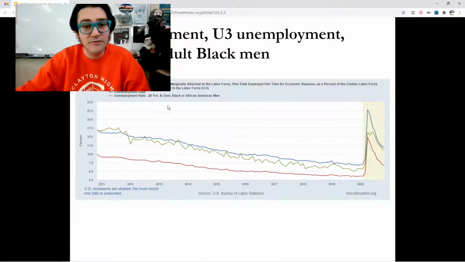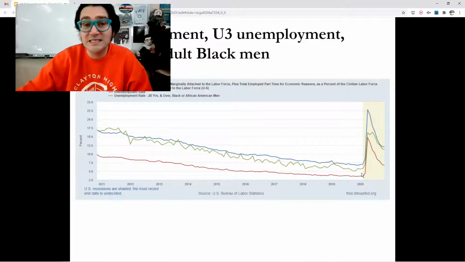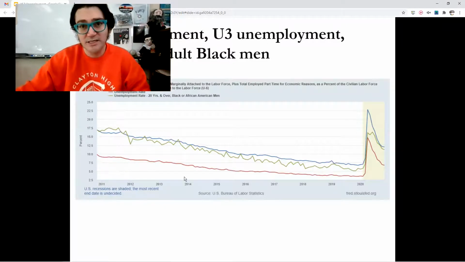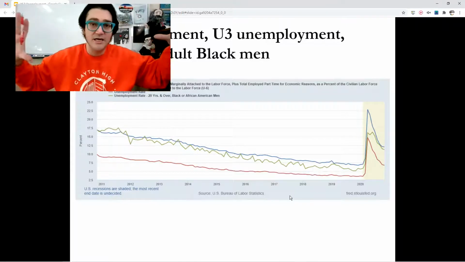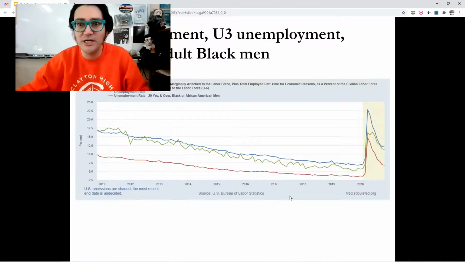You can see the unemployment rate for Black men is this green line, and it typically is between 3 and 7 points higher than the overall unemployment rate. And so there are disparities within unemployment, right? If we just say the headline number, it conceals a lot of important information.